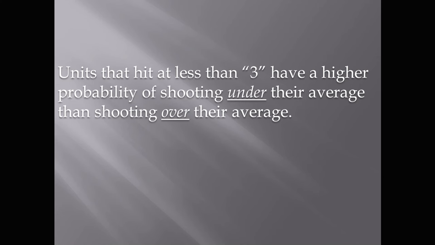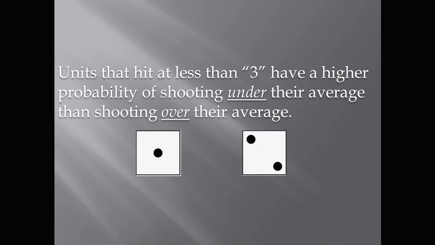Units that hit at less than 3 have a higher probability of shooting under their average than shooting over their average. So infantry, artillery, submarines, destroyers, in groups, these things are more likely to shoot under than to shoot over. They're more likely to have a cold roll than a hot roll. And this is something low luck is blind to. Low luck does not compensate for this naturally occurring disparity.